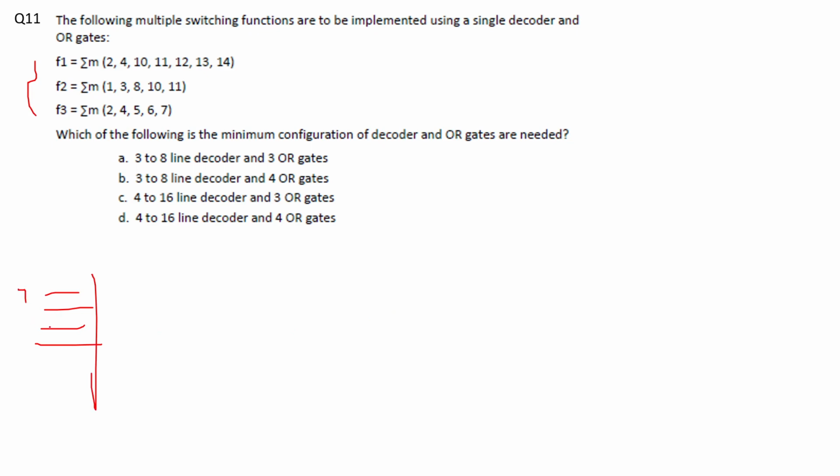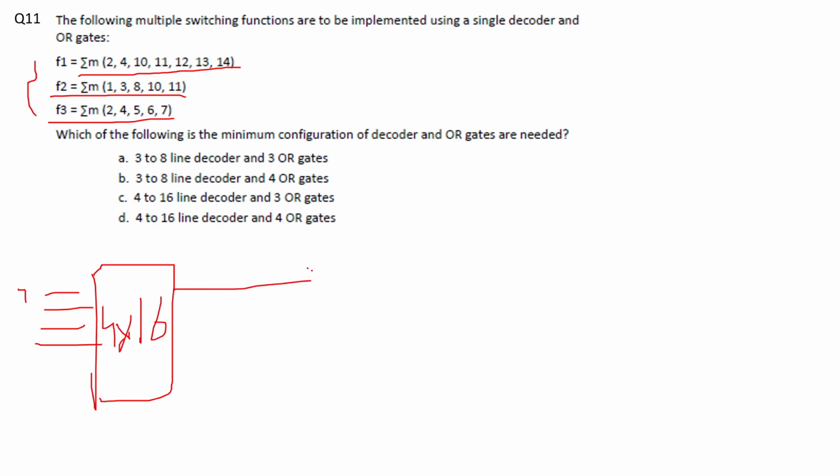And since there are three separate functions and these need to be ORed, that means some operation which is performed by OR. So for three separate functions we need three OR gates. So the minimum configuration that will be needed is one 4:16 decoder, and for each function an OR gate. So we need one 4:16 decoder and three OR gates. So option C is the correct answer to this question.